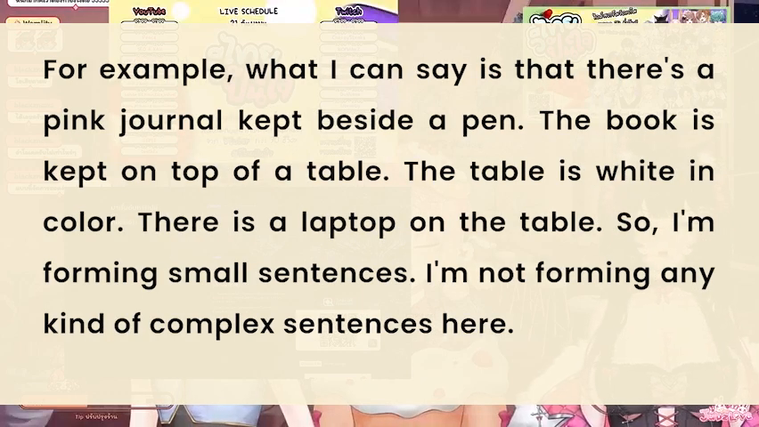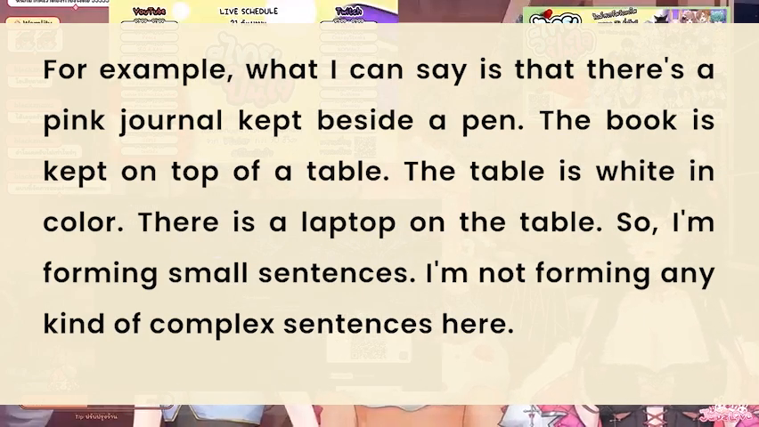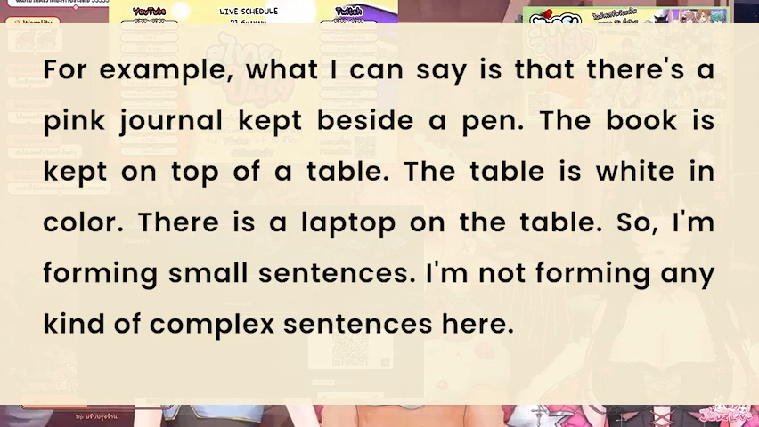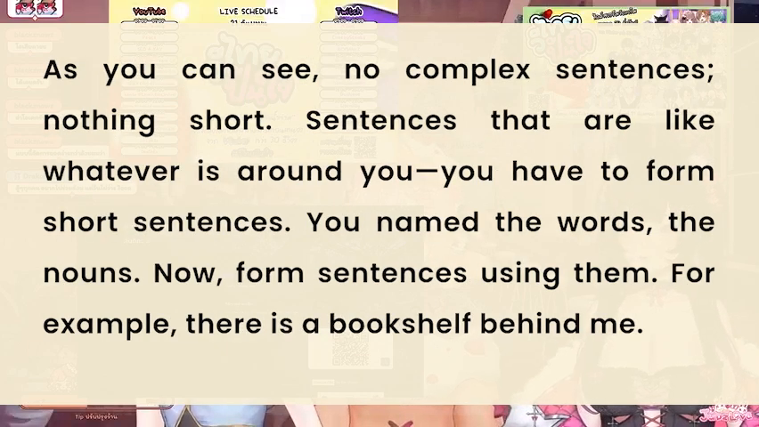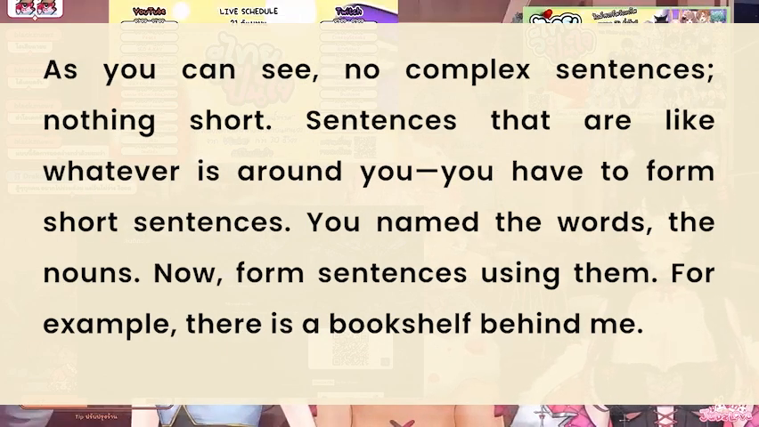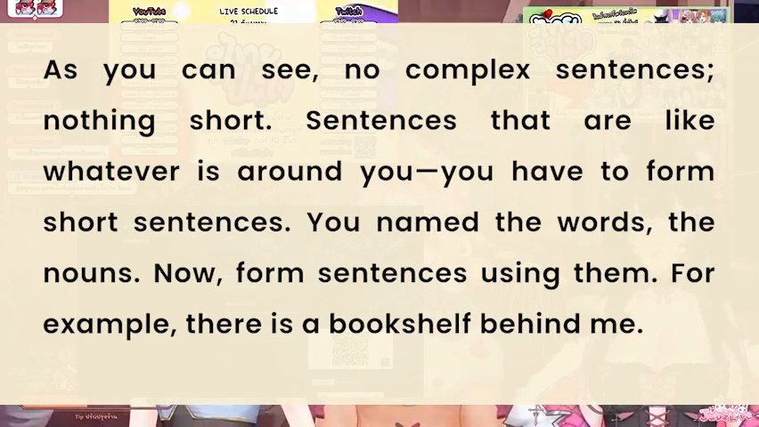For example, what I can say is that there's a pink journal kept beside a pen. The book is kept on top of a table. The table is white in color. There is a laptop on the table. So I'm forming small sentences. I'm not forming any kind of complex sentences here. As you can see, no complex sentences, just sentences about whatever is around you.